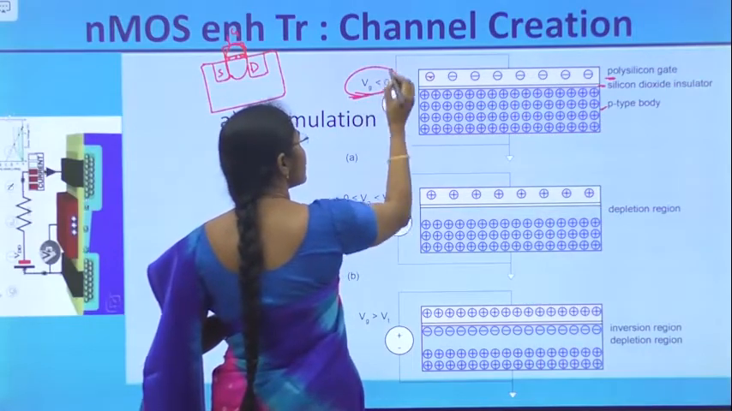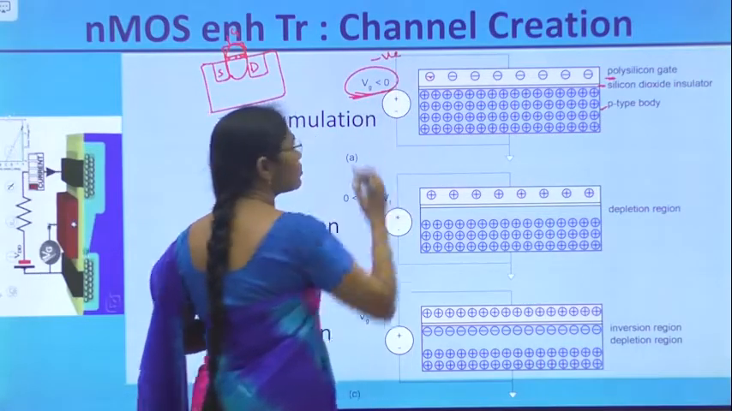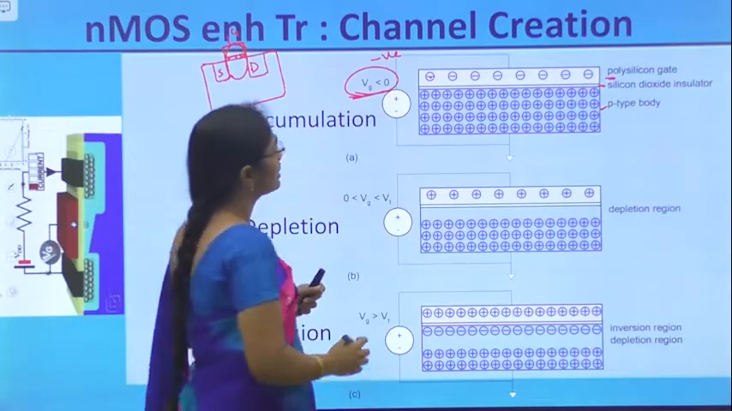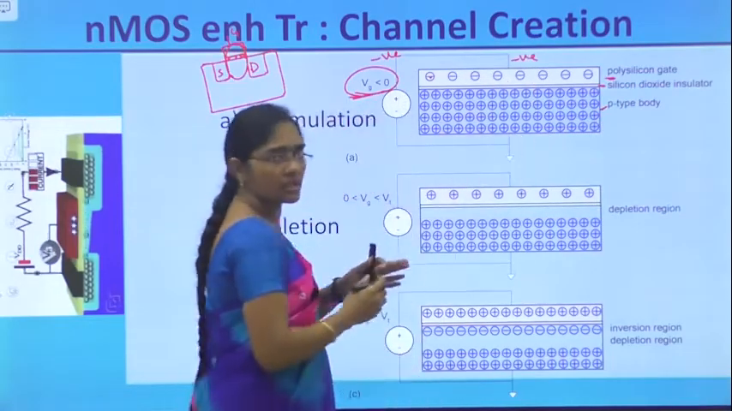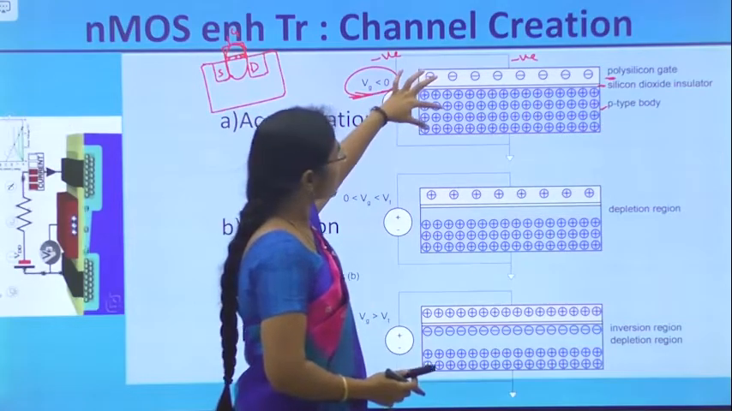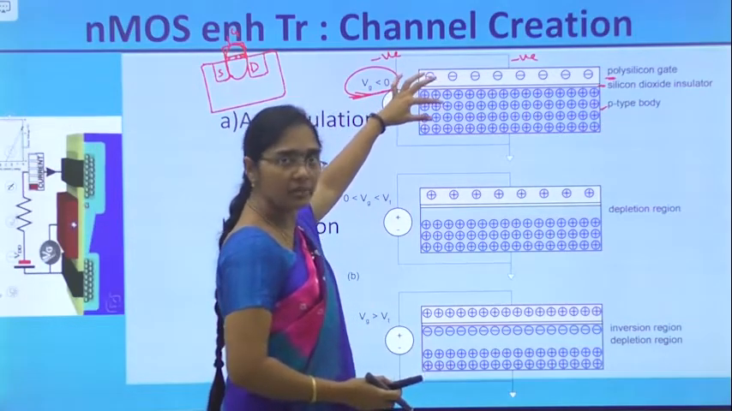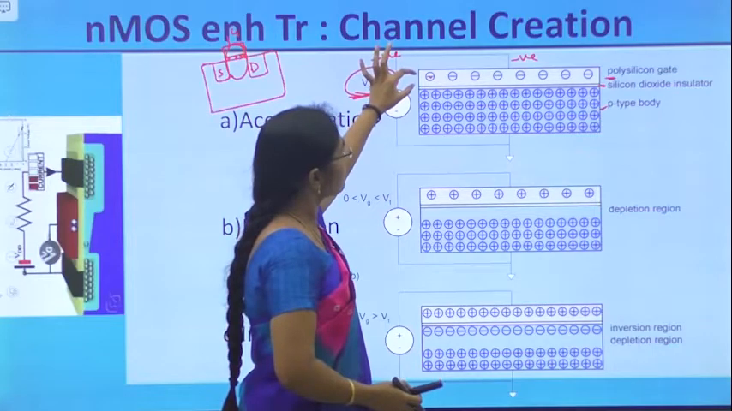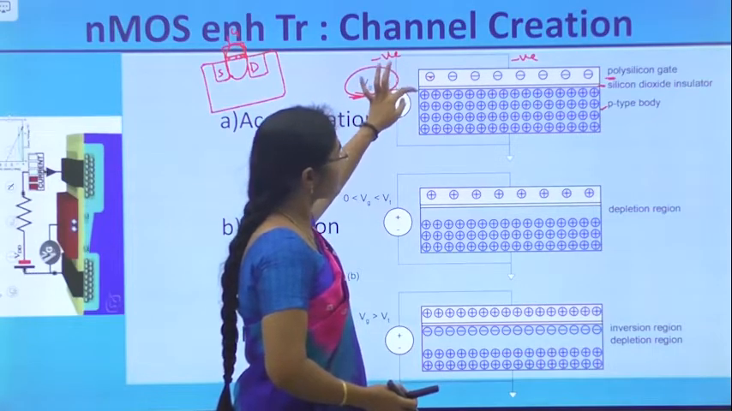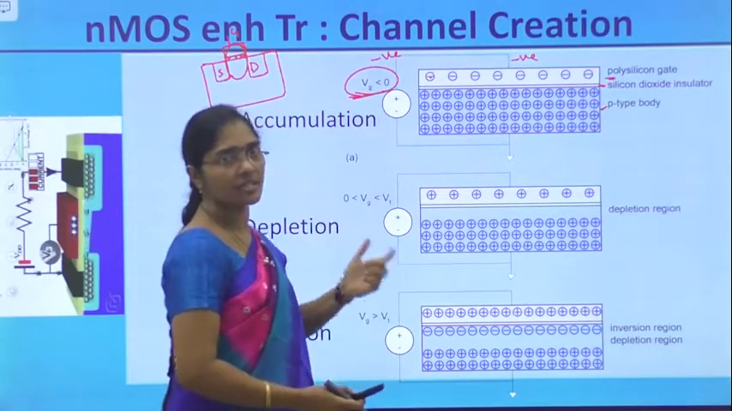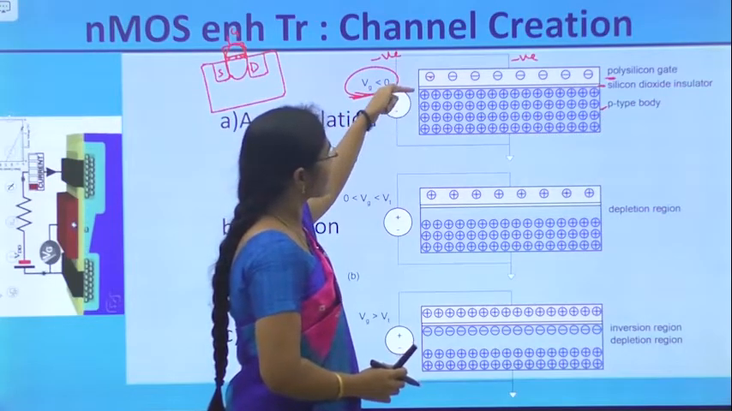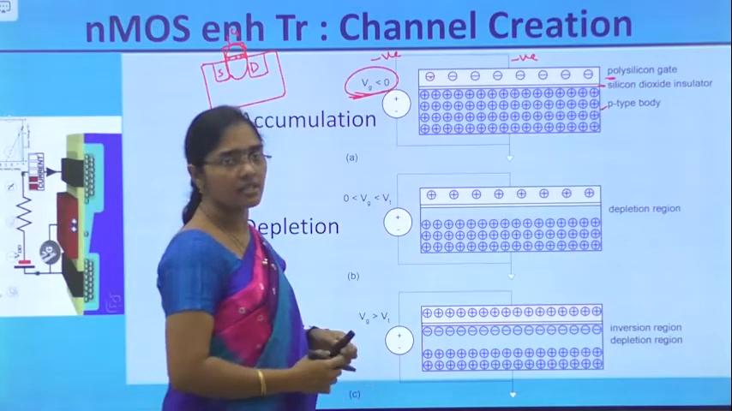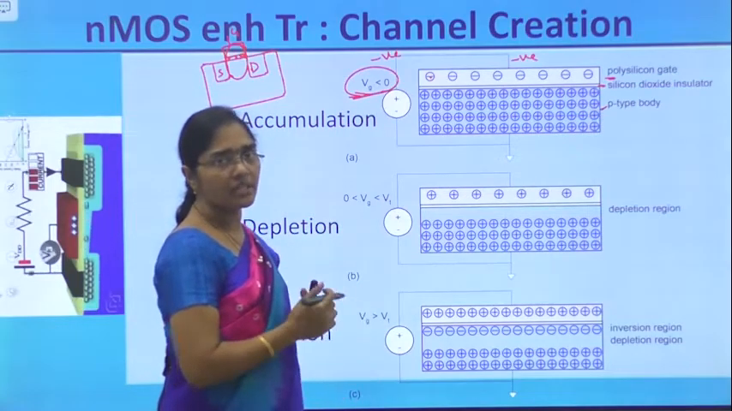So Vg is less than 0 means what? It is a negative voltage. If I apply a negative voltage on one plate of the gate, it acts as a parallel plate capacitor, because this is the polysilicon gate and this is the substrate, and in the middle there is an oxide insulator. So one plate of the capacitor, the second plate of the capacitor, and in the middle oxide. So it is acting as a parallel plate capacitor.